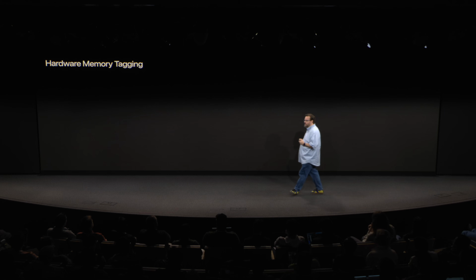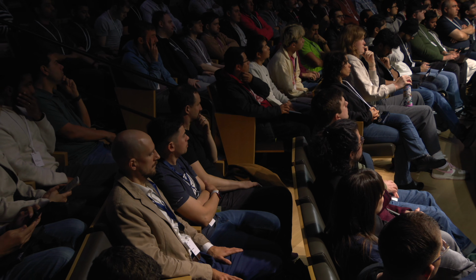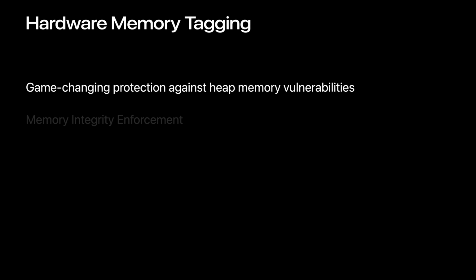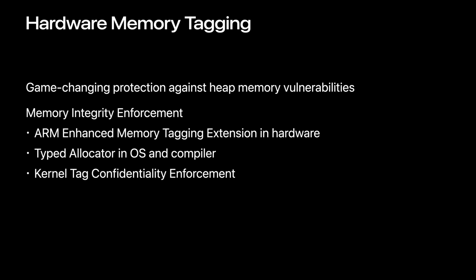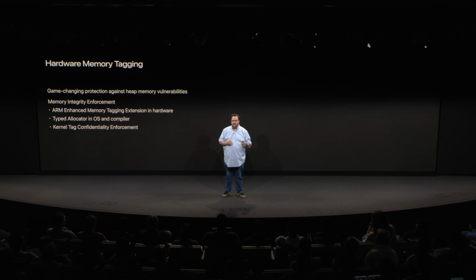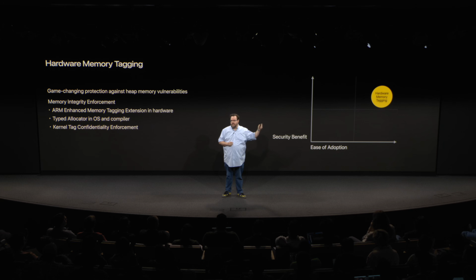The second type of whole app protections is hardware memory tagging. It's extremely powerful against buffer overflows and use after free bugs in heap allocated memory. It's a CPU feature designed to compose with the typed allocator and the kernel's tag confidentiality to provide memory integrity enforcement. It's available on iPhone 17, iPhone Air, as well as M5-based Macs and Vision Pro. Hardware memory tagging lies very close to that sweet spot in the top right. It has high protection and is easy to adopt, all while maintaining low performance overhead.